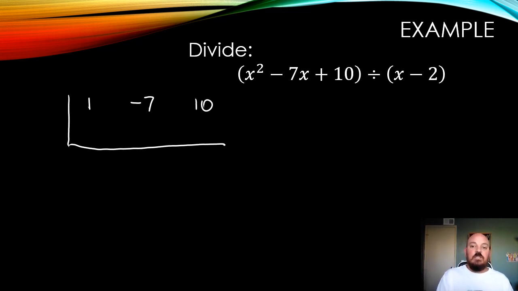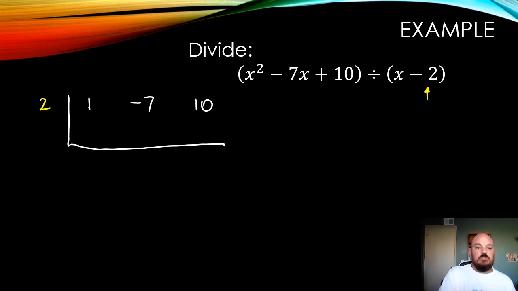Now the next thing we do is we look at this number here from the factor, but we change the sign on it, and that's what goes out front. So since my factor is x minus 2, I'm going to change the sign and put a positive 2 out front. Okay, so the question's all set up and we're ready to do the work.